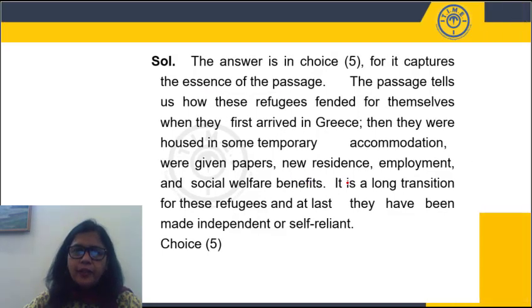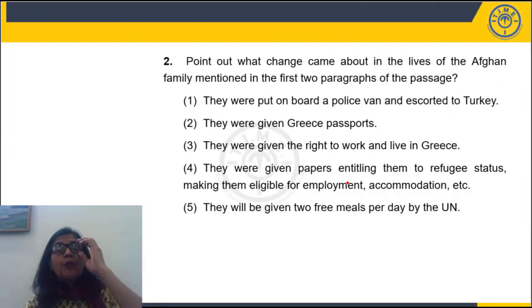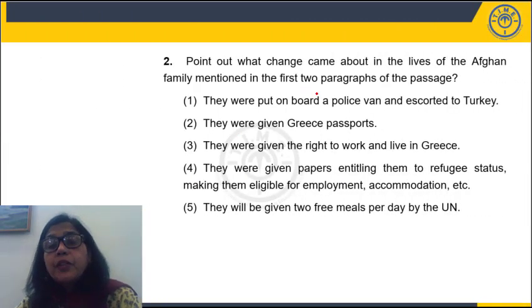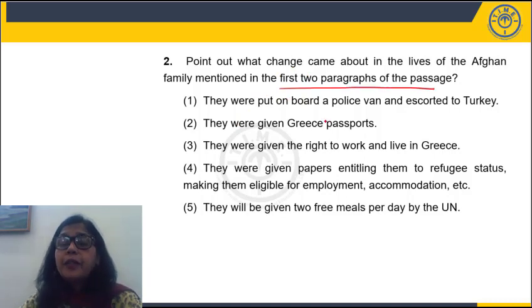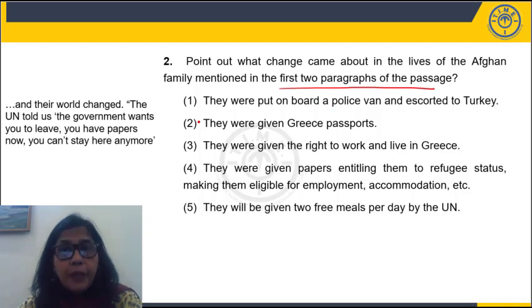Right? Then the next question. Point out what change came about in the lives of the Afghan family mentioned in the first two paragraphs of the passage. So if you see, what are the changes that came about? So it's mentioned there that their world changed. How and why? The UN told us the government wants you to leave, you have papers now and you can't stay here anymore.